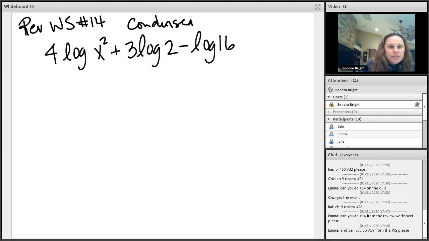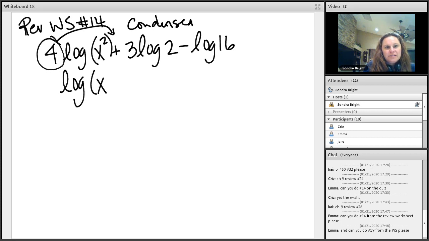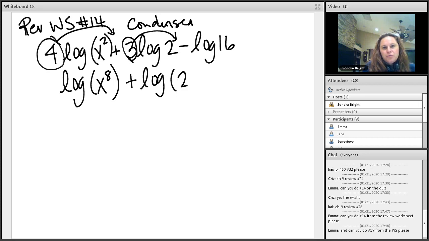All right, so what you're going to do is take this 4 and bring it around and put it as an exponent on the x squared. So this will be a log of x to the 2 times 4, which gives you 8. I'm going to do the same thing with the 3. Bring it around there, and I've got log of 2 cubed, and I still have a log of 16. All right, if there's a plus sign in front of the word log, then it's a multiply.